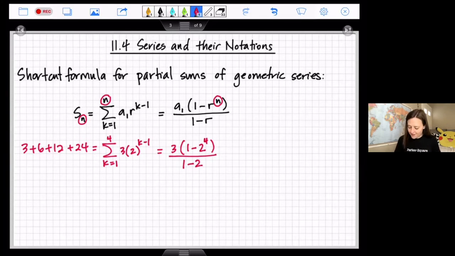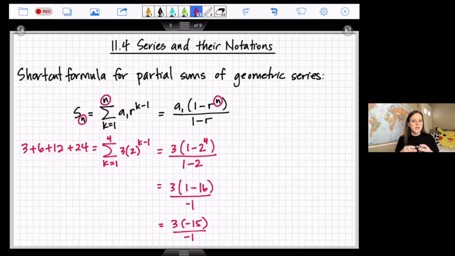And then we can just simplify a little bit. You could use the calculator, but this one's not so bad. 2 to the fourth is 16. So I've got 1 minus 16, and 1 minus 2 in the bottom gives us a negative 1. So up top, I've got negative 15 in the parentheses. So we'll have 3 times negative 15 over negative 1. So those negative signs are going to cancel out, and I just get 3 times 15, which is 45. Now, if you're doing the fourth partial sum, this was probably a bit more work than just adding up 3 plus 6 plus 12 plus 24.